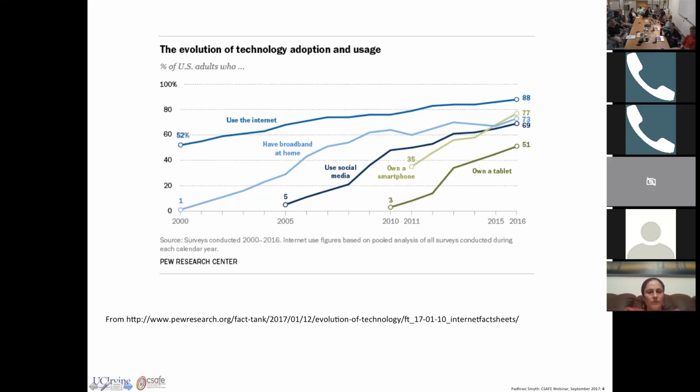And this is just a slide indicating that in the US population, this is from Pew Research, more and more people are using smartphones, using social media and tablets and so forth. So criminals are no different, or people who are involved in crimes. They're also going to have computers and cell phones, and it's important to be able to analyze the relevant evidence.